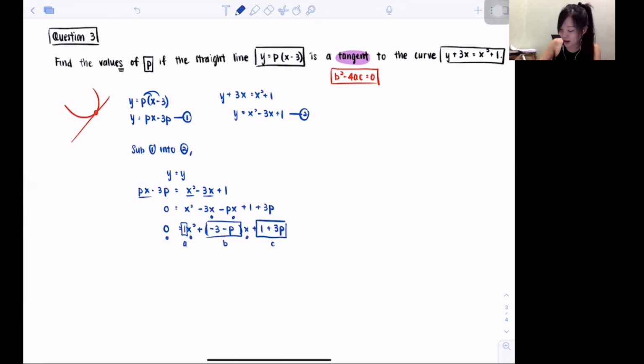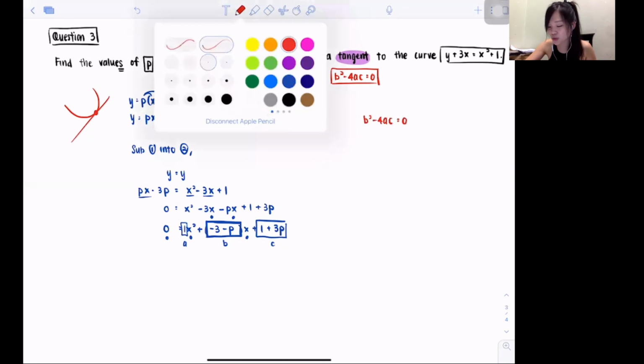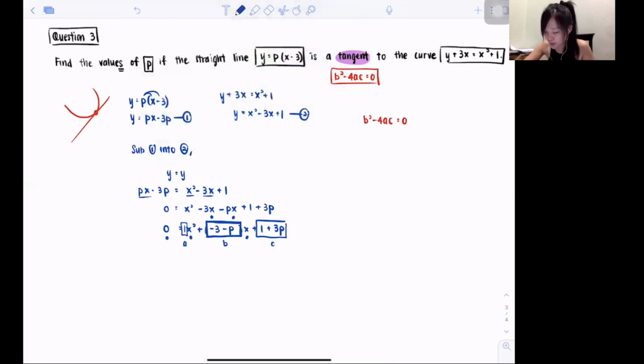And you know how easy it is to look at your B straight away? Because you put a plus in front, you know the whole bracket will just be your B. So with all this, I think now you all know we will use what? B squared minus 4AC equals 0 because we know they only touch 1 point. So let's sub accordingly. -3 minus P squared minus 4AC. After I sub, I already get rid of the X. For me to find the P shouldn't be a problem.